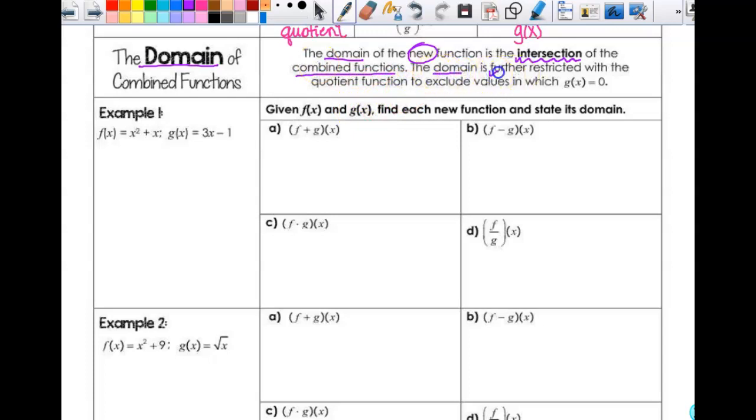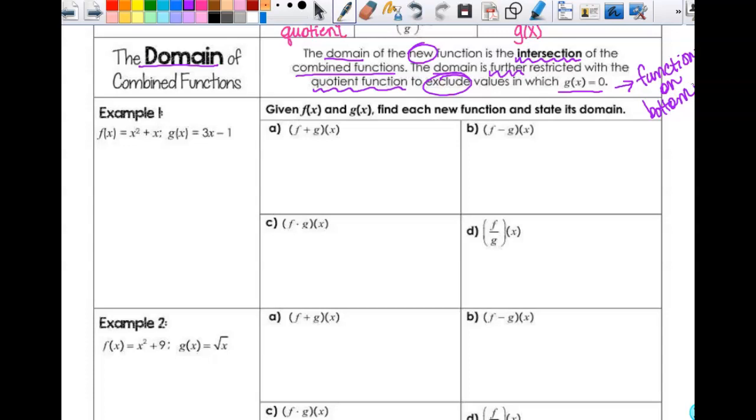The domain is further restricted with the quotient function to exclude values in which g of x equals 0. Now, this really should be said differently, and I did not think to fix this. On all of these examples, g becomes the denominator. So really it should be where g of x is the divisor, or the function on the bottom of the division.